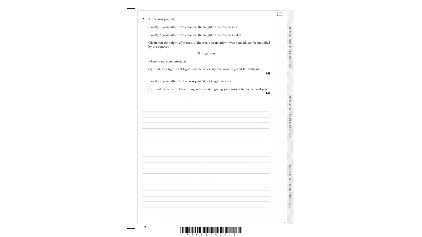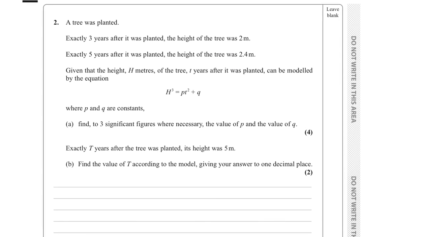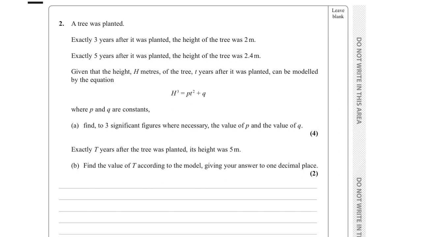Okay, question 2. A tree was planted. Exactly 3 years after it was planted, the height of the tree was 2. Exactly 5 years after it was planted, the height of the tree was 2.4. Given that the height, h meters of the tree, t years after it was planted, can be modelled by the equation, p and q are constants. Find, to 3 significant figures where necessary, the value of p and q.